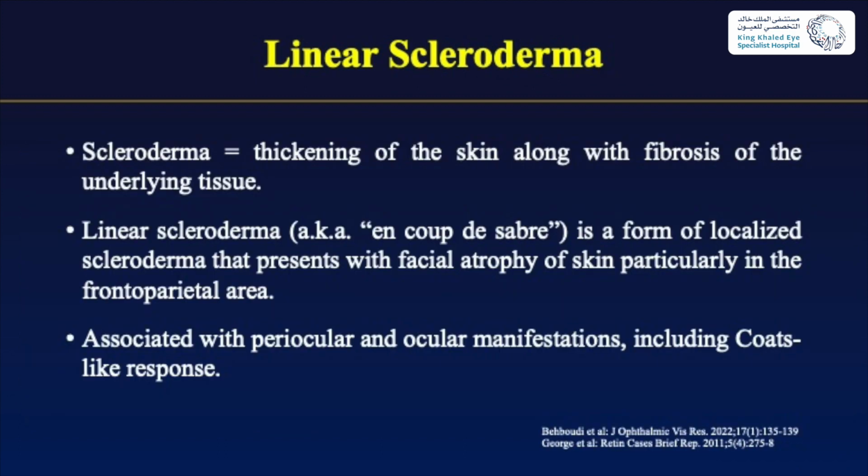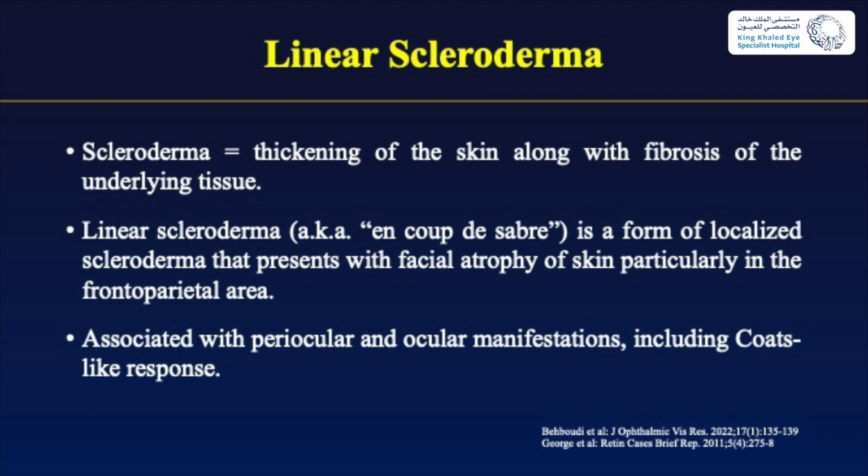Another condition might be related to Parry-Romberg syndrome called linear scleroderma. So scleroderma means thickening of the skin with fibrosis of the underlying tissue. Linear scleroderma is a form of localized scleroderma. It's also known as en coup de sabre, which is trauma by assault, because those patients usually have linear fibrosis on the forehead, and it resembles a trauma by assault.